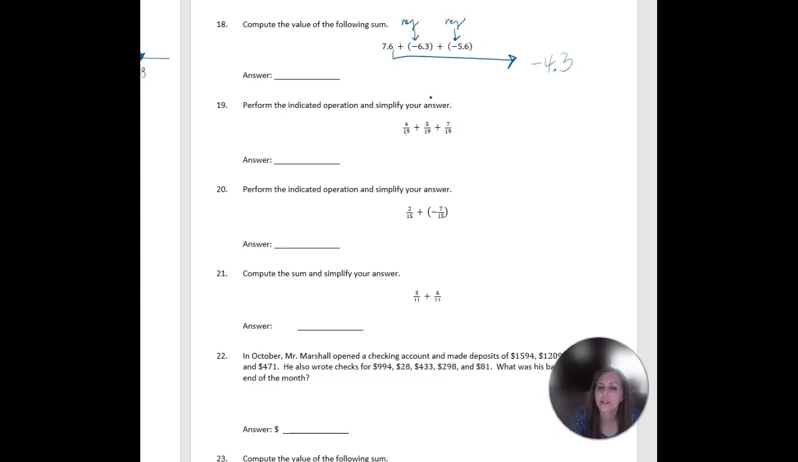Okay, we would add and subtract from left to right. We're going to add our numerators, 4 plus 5 plus 7. 4 plus 5 is 9, plus 7 is 16. You keep your denominator the same. That would be 16 over 9.